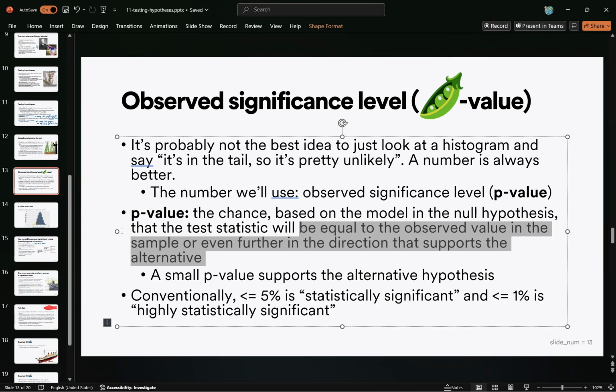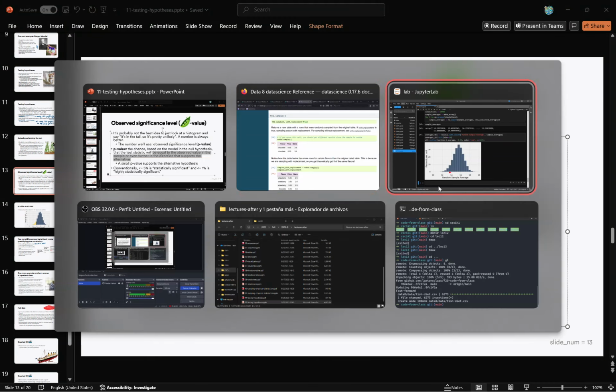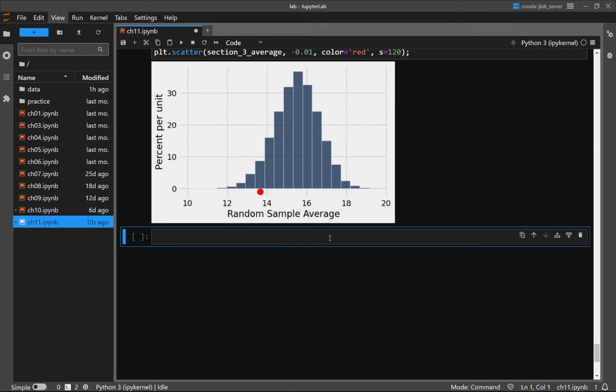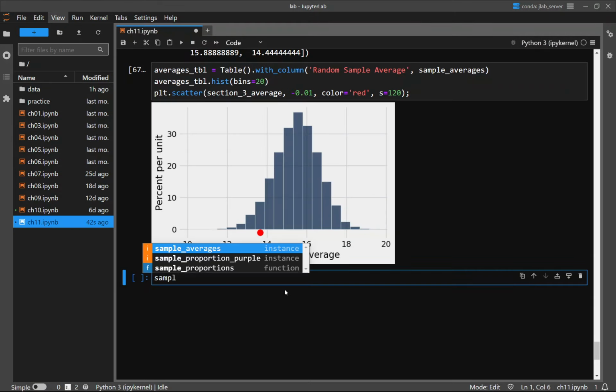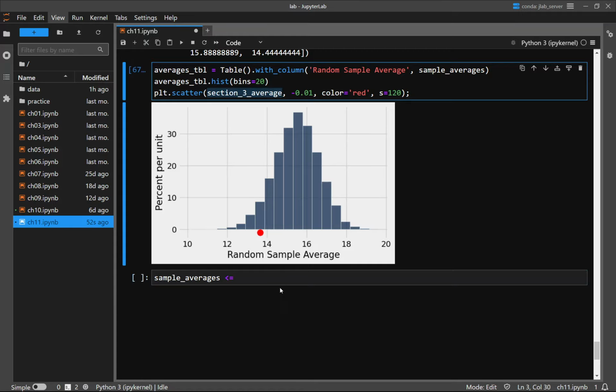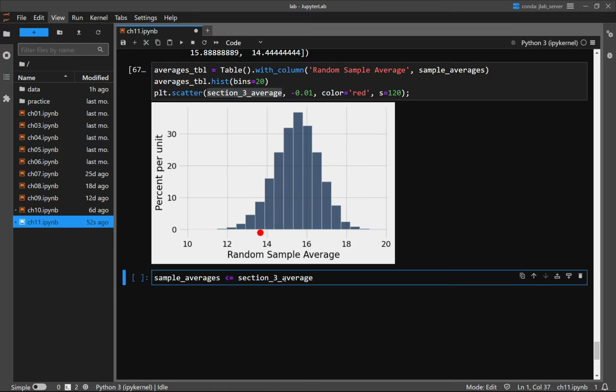That's what we'd like to calculate right now. How many times in our simulation did we do that? It looks like it happened at least a couple times, so let's see how often. How often were our sample averages less than or equal to the one we saw for the real original section 3? How often was it less than or equal to the 13 point whatever of the section 3 average?